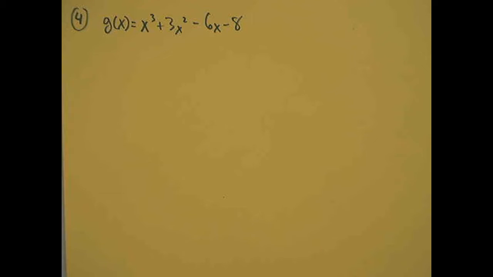Hey pre-calculus students, today we did 2.4, which is all about finding zeros of polynomial functions and different ways that we can do that and kind of sort of guess and check our way to finding the zeros if we were to not have a graphing calculator. So this is going to be problem number 4 on our practice assignment.